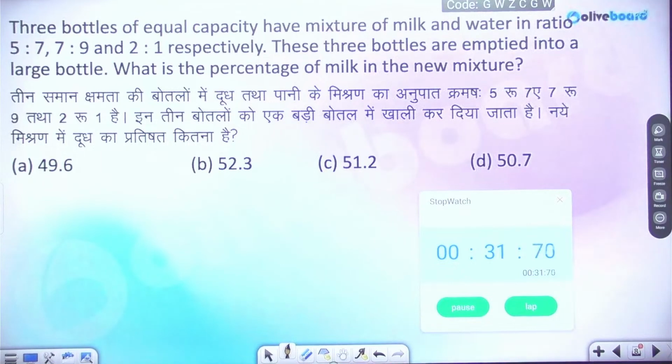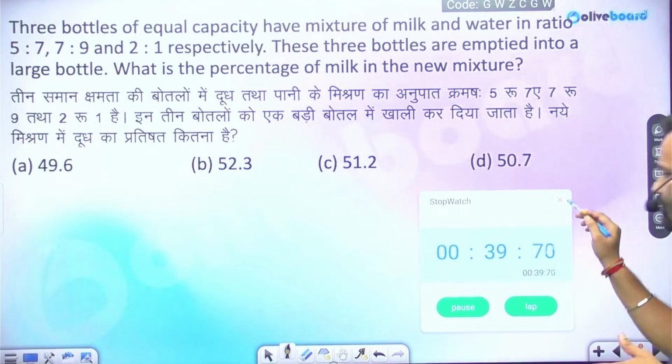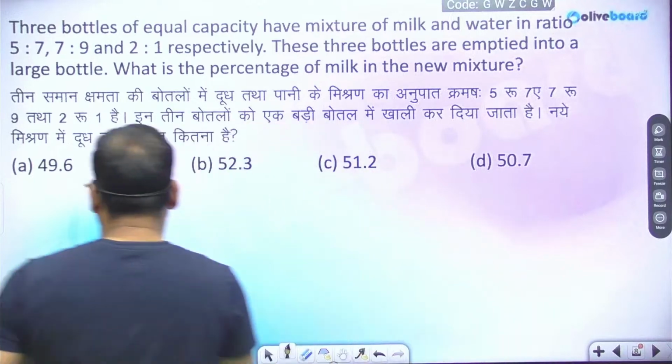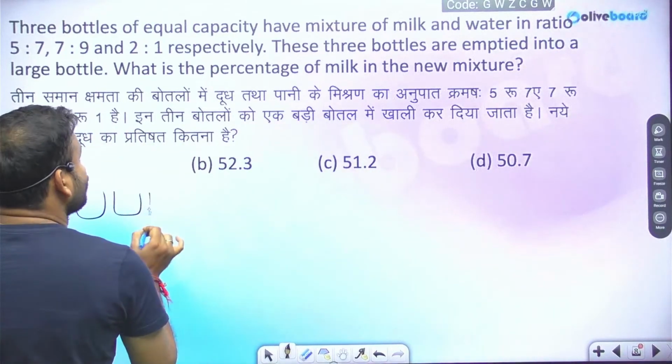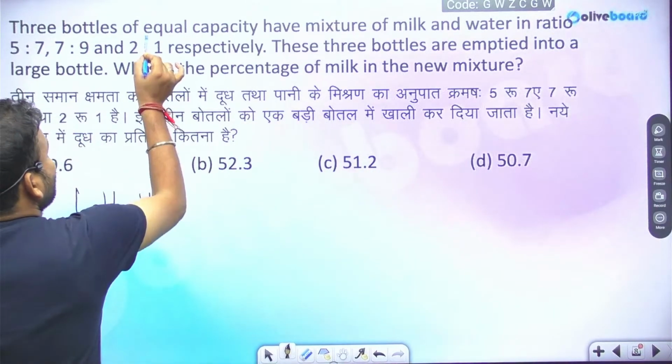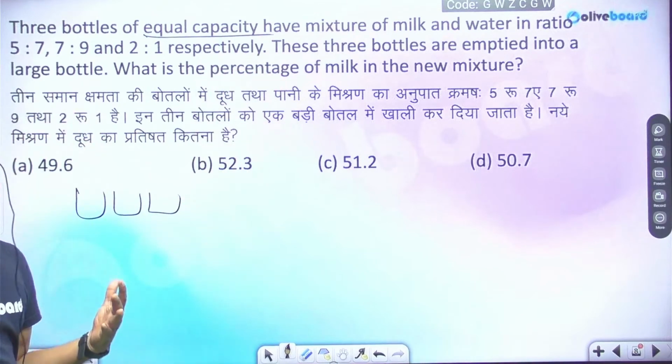So there are 3 bottles of equal capacity having a mixture of milk and water in certain ratios. These 3 bottles are emptied in a large bottle. What is the percentage of milk in the new can? Okay, fine. So we were having how many bottles? We were having 3 bottles. And these are of equal capacity. Capacity is also already being given.